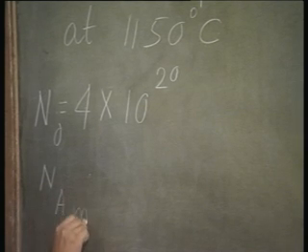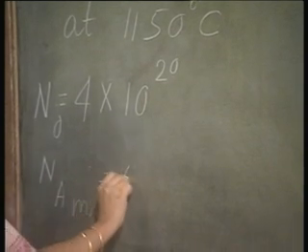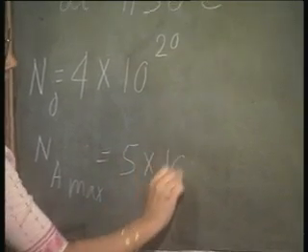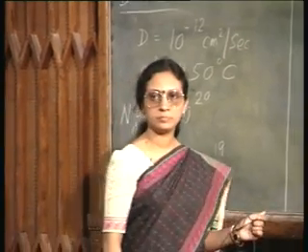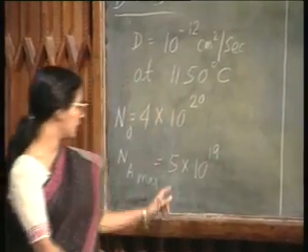Na max is going to be 5 into 10 power 19.